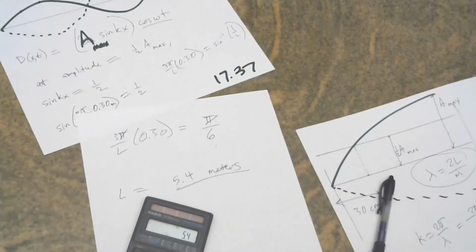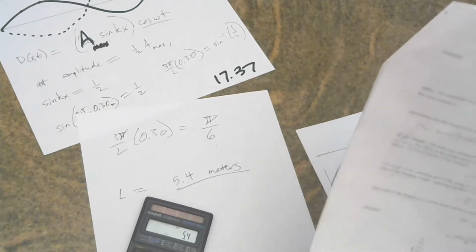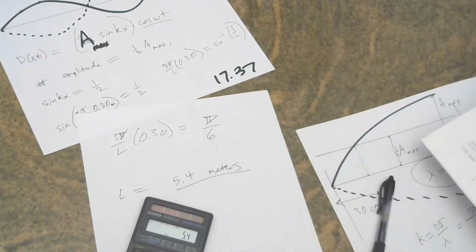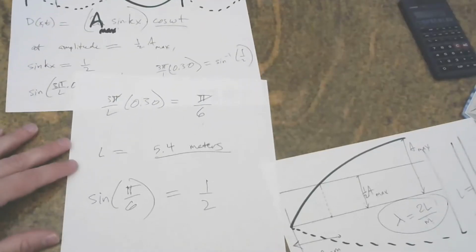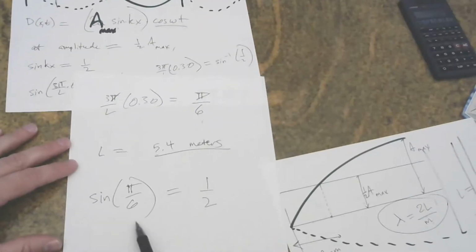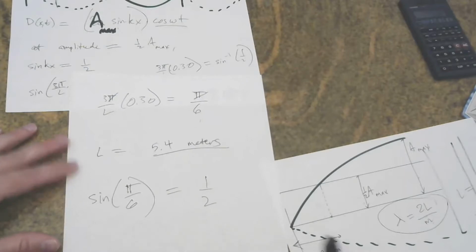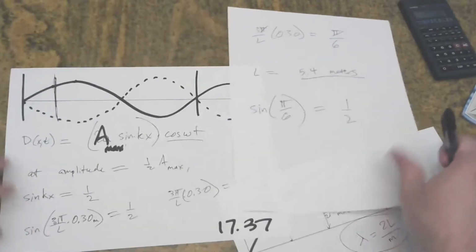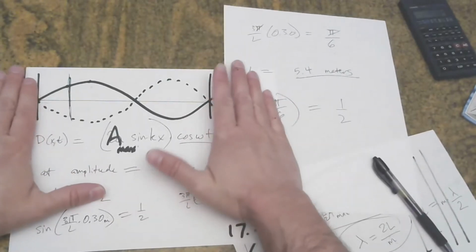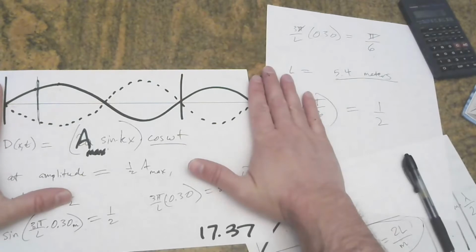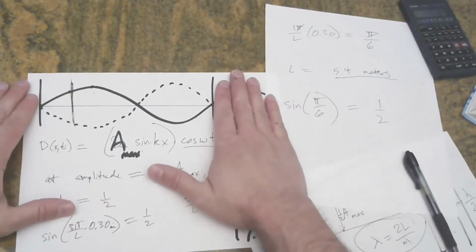Let's see what the solutions manual has to say for number 37. Yes, they get the same answer. I'd like to do this one more way that's a little bit easier. We just reviewed the fact that the sine of 30 degrees, or the sine of pi over 6 radians, is 1/2. Here's one wavelength on the string. The length of the string is longer than one wavelength. It's 3/2 of a wavelength.